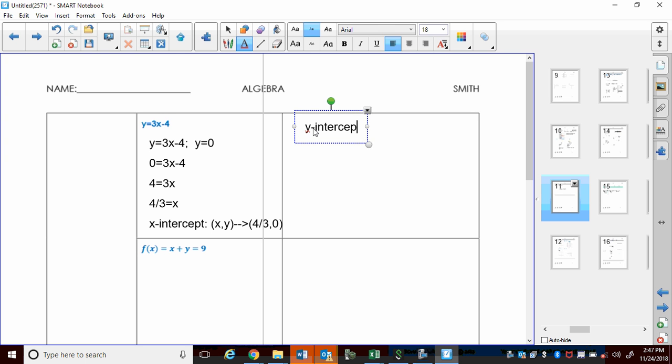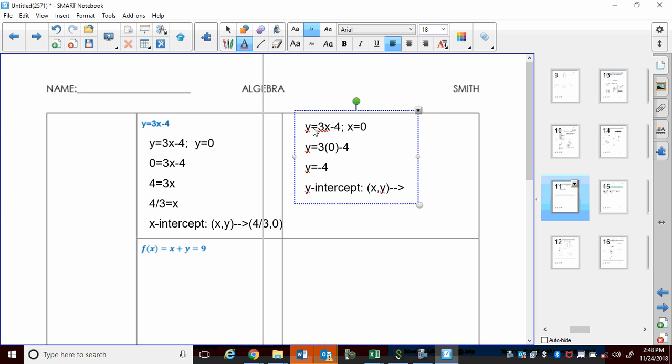For my y-intercept, let me write y equals 3x minus 4, and here x equals 0. So I'm replacing x, and I get y equals 3 times 0 minus 4, or y equals -4. And when I'm writing this out, I get the y-intercept is x comma y, mapping onto 0. Make sure you include in parentheses 0 comma -4.